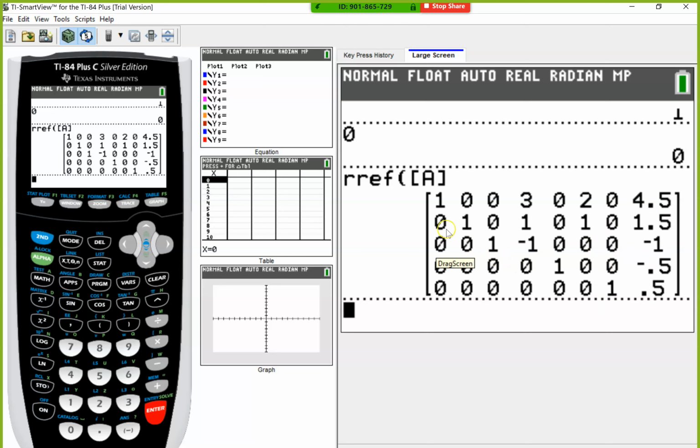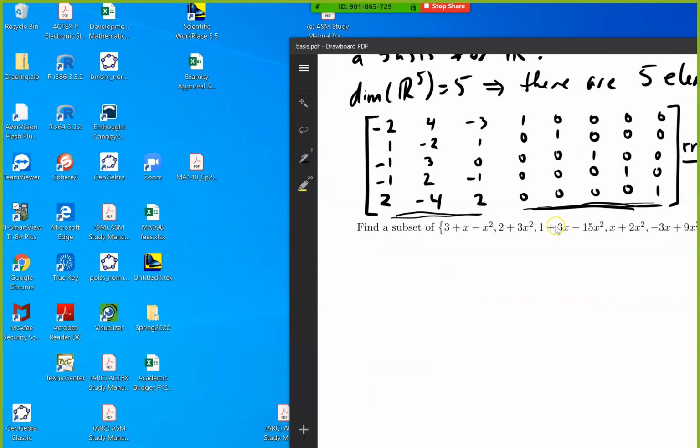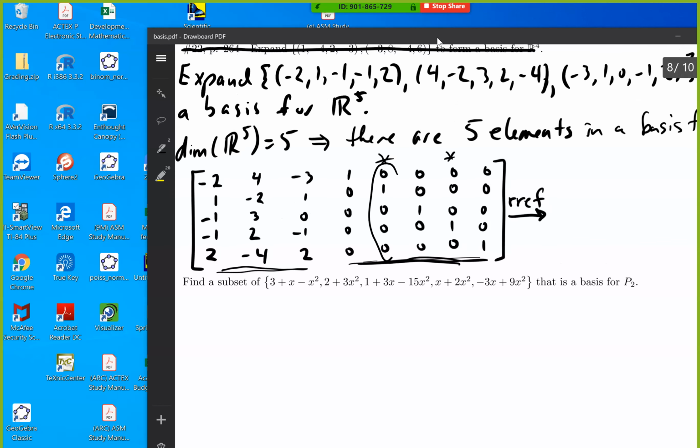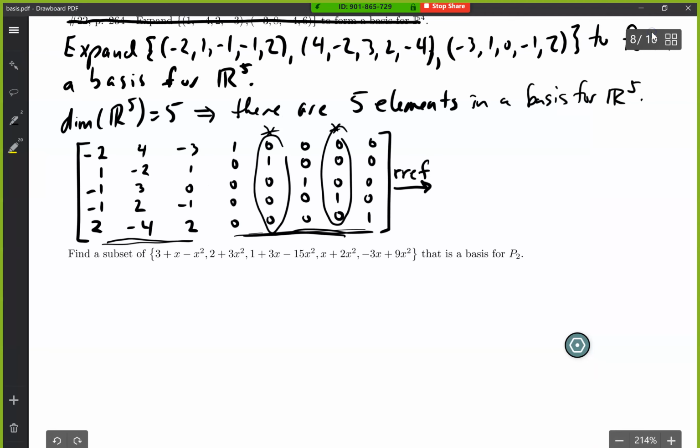All right? So when I'm going to expand to a basis, I want to go back to my original matrix. I'm going to grab column 5 and column 7. If I go back to the original matrix, column 5 was this one, and column 7 was this one. So to make your new basis, you're going to add this vector and this vector to the set that you started with to get your linearly independent set. So your basis then will be -2, 1, -1, -1, 2. Your 4, -2, 3, 2, -4.